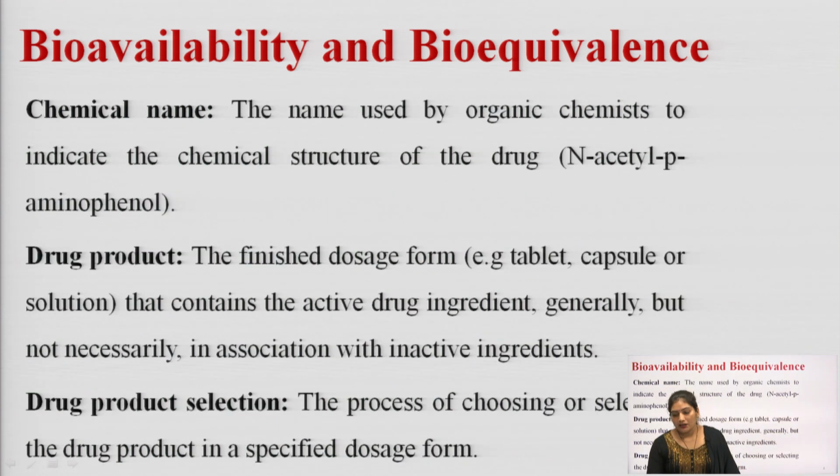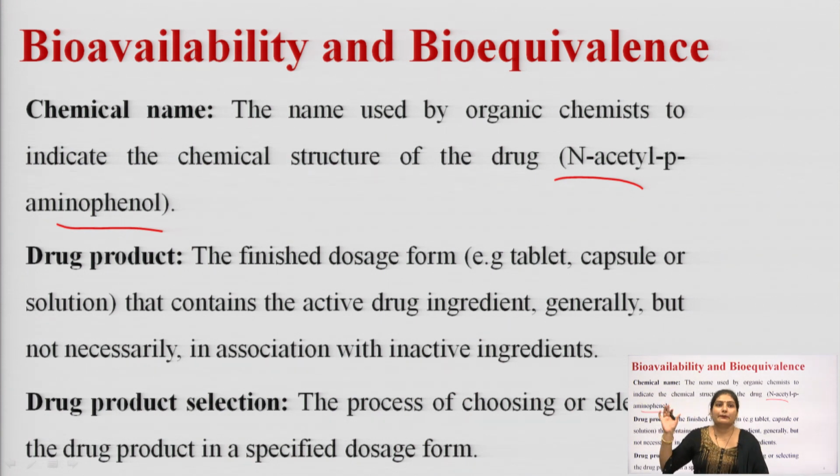Now, next is the chemical name. What do you mean by chemical name? It is the name used by the organic chemist to indicate the chemical structure of the drug, or the name from which the details about the chemical structure of the drug can be revealed. For example, N-acetyl para-aminophenol is a chemical name.